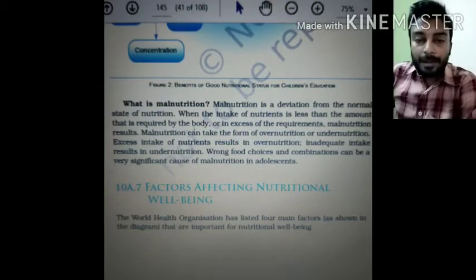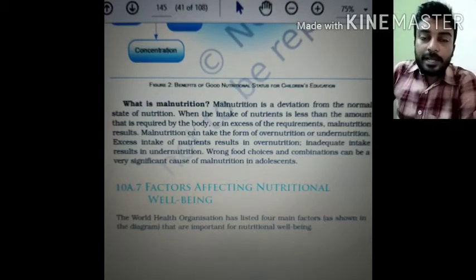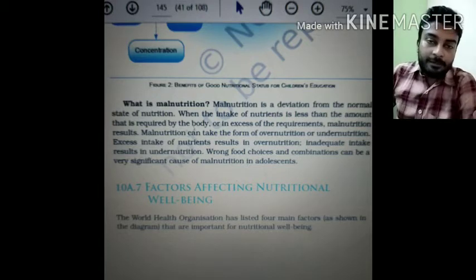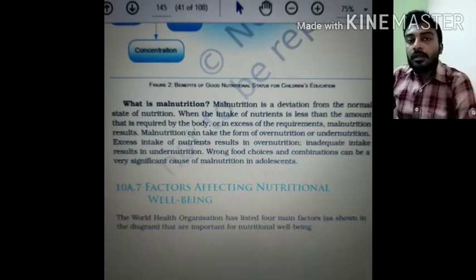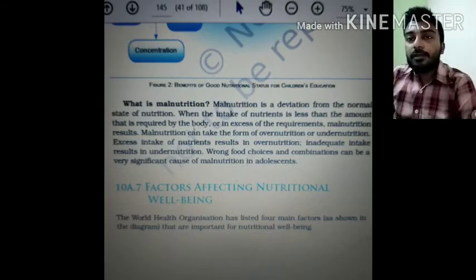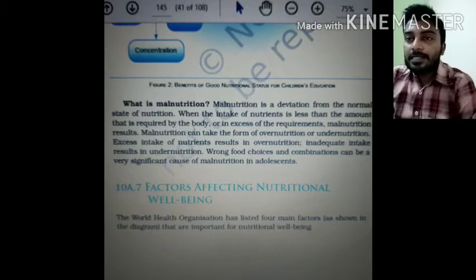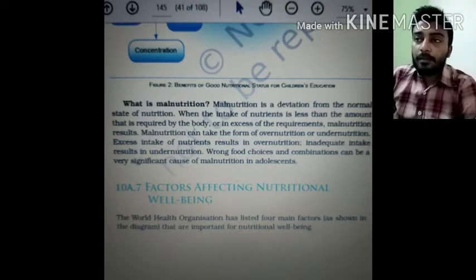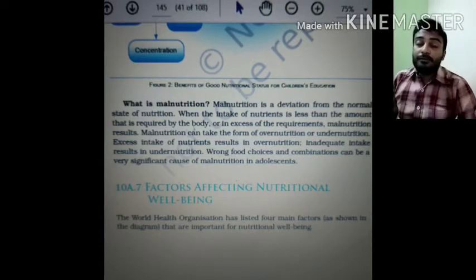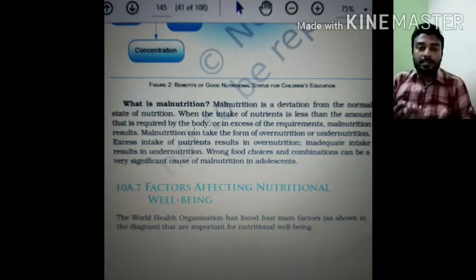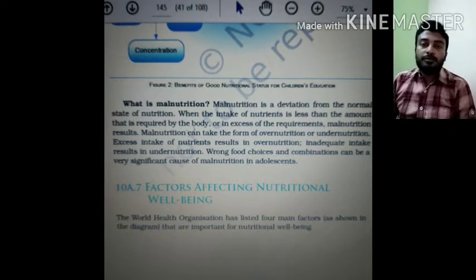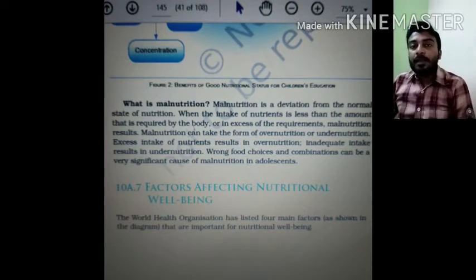Now comes malnutrition. I have told you about malnutrition several times. So what is malnutrition? Malnutrition is a deviation from the normal state of nutrition. When the intake of nutrients is less than the amount required by the body, or in excess of the requirements, malnutrition results. So malnutrition doesn't mean that your intake of proper nutrition is only less. It can also be excess.